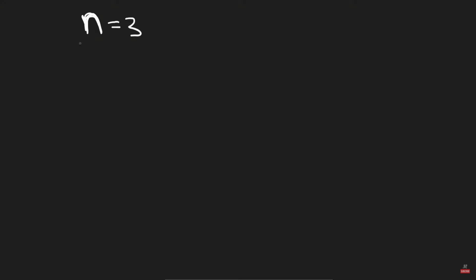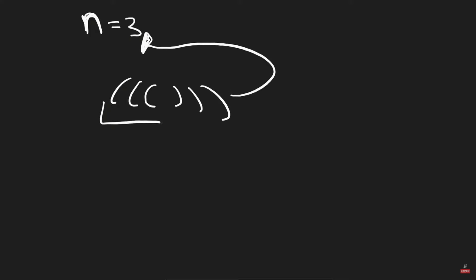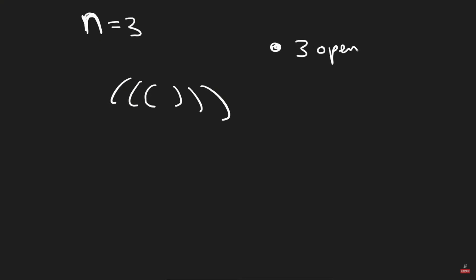Let's say n equals 3, so then we have 3 pairs of parentheses. What does that tell us about valid parentheses? This is one valid parenthesis that satisfies this condition. We have 3 open parentheses, 3 closing parentheses. The first thing it tells us is that we need 3 open and 3 closing parentheses. That much is pretty obvious. So in total, 6 parentheses.